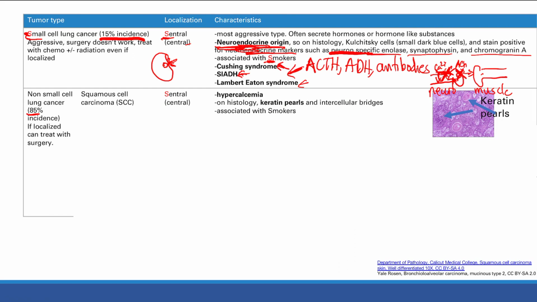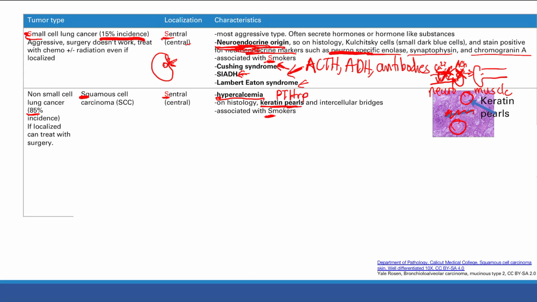The first one is squamous cell carcinoma, and squamous cell is also central. Squamous cell carcinoma is associated with hypercalcemia because it releases too much PTH-related peptide. PTH-related peptide leads to hypercalcemia. The other thing you want to know is to be able to identify keratin pearls and intercellular bridges on histology. Keratin pearls are associated with squamous cell carcinomas. This one is also associated with smokers.